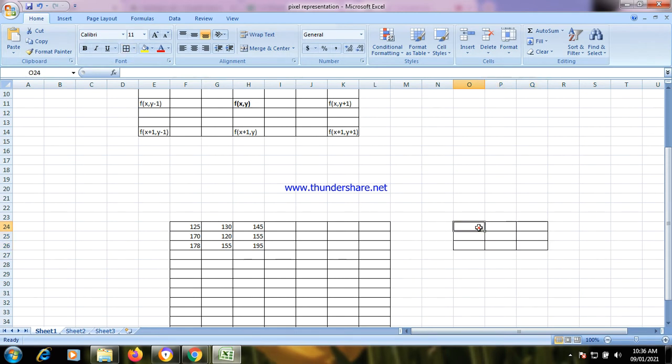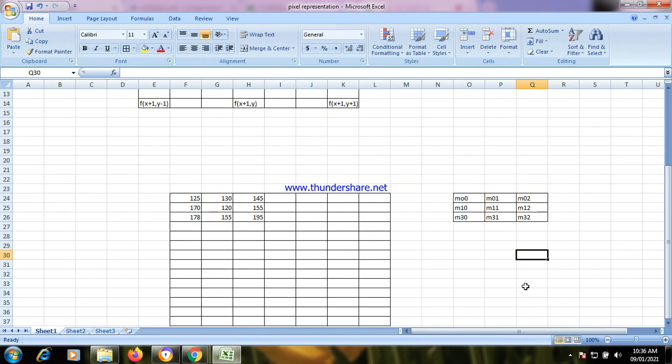Say this is the 3x3 mask, with coefficients M00, M01, M02, M10, M11, M12, M20, M21, M22. So what we are doing in spatial filtering is keeping this mask here.